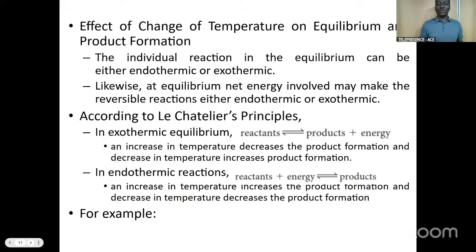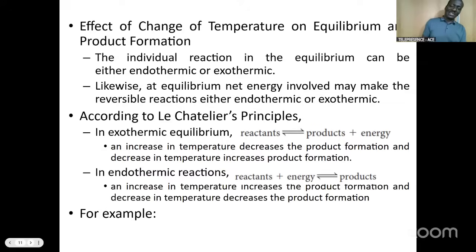Now, the question is, how does an increase in temperature affect an exothermic equilibrium? By increasing temperature, you are increasing energy, and since heat is part of the product, the only way the equilibrium will respond is to consume energy. The direction that consumes energy is the reverse reaction. So therefore, increase in temperature will decrease the product formation.